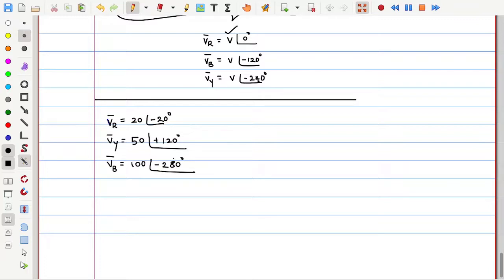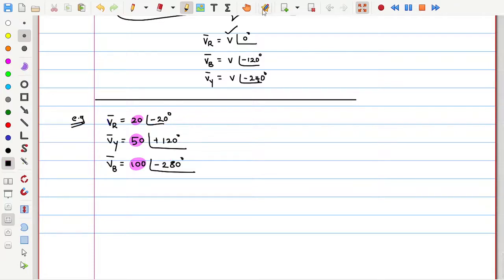Identify what is the phase sequence of these voltages. It doesn't matter whether it is balanced or unbalanced. Each one has its own phase sequence. First thing you should observe here is that it is an unbalanced system. Yes or no? Yes, sir. Why? Because magnitudes are different, sir. Not only that, angles also are not differed by 120.